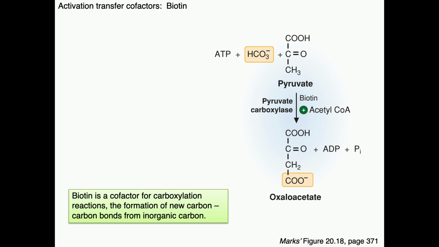Okay, so an example, pyruvate carboxylase shown here, which is important for gluconeogenesis. That's taking carbon dioxide, or shown here bicarbonate, and making a new carbon-carbon bond with a substrate to make the dicarboxylic acid oxaloacetate. Okay, so the other three enzymes that biotin participates in, it's the same essential deal. It's taking carbon dioxide and making a new carbon-carbon bond.